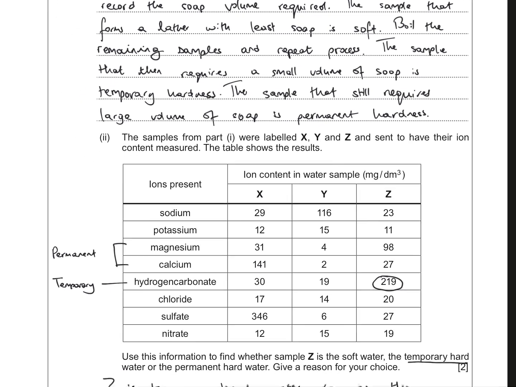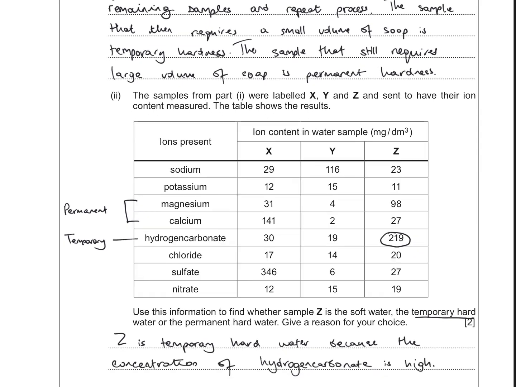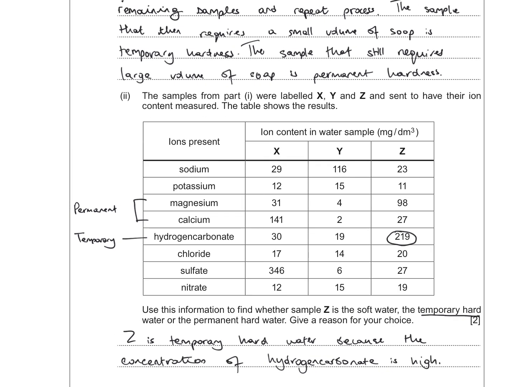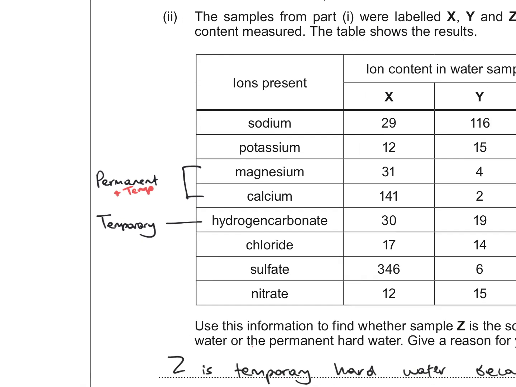The samples from part 1 were labelled X, Y and Z and sent to have their iron content measured. The table shows the results. Now, first thing we've got to look at here is we're looking for what these ions mean. So, magnesium and calcium are actually in both permanent and temporary hard water. If a water sample contains hydrogen carbonate, it's temporary. And if it contains sulfate, it's permanent.